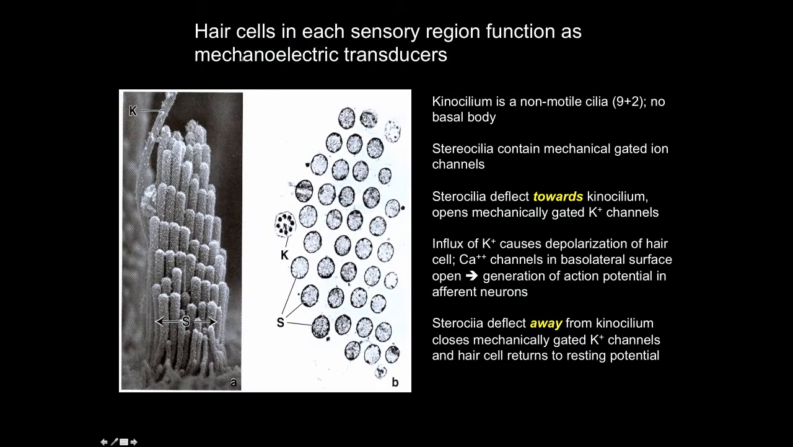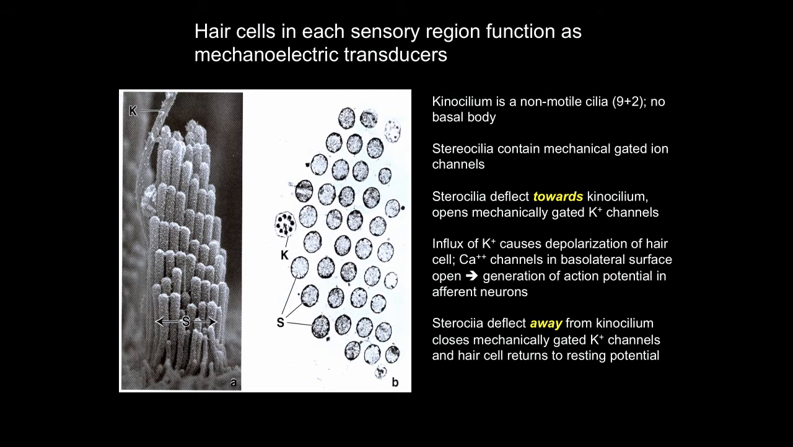Hair cells in each sensory region function as mechanoelectric transducers. Here we can see by scanning electron microscopy the stereocilia and the single kinocilium on a hair cell, and here you see an image by transmission electron microscopy of the kinocilium and the stereocilium. The kinocilium is a non-motile cilia, has a 9+2 arrangement of microtubules but no basal body. The stereocilia contain mechanically gated channels.